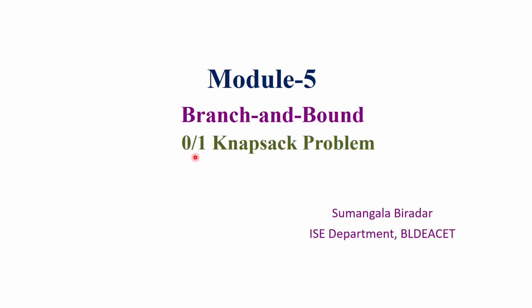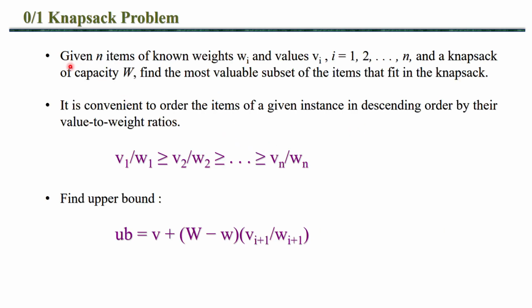So you already know what the knapsack problem means. You are given n items of known weights and values and a knapsack of capacity W. Find the most valuable subset of the items that fit in the knapsack. You have to place the items. The items' total weight must be less than or equal to the capacity, but while selecting the items, the value, that is the profit of the items, must be maximum here.